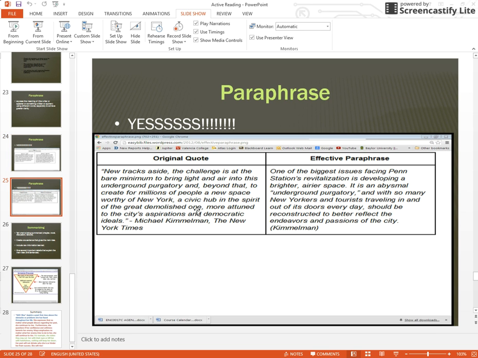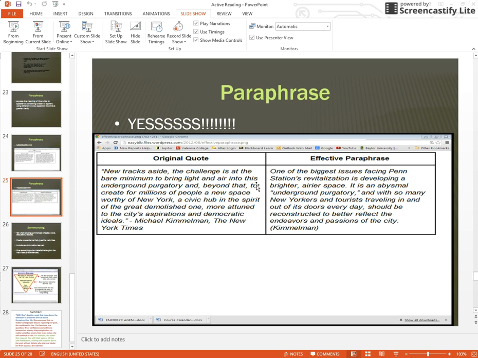So the correct format would be this: you have the original quote and then the effective paraphrase. On the left-hand side, you would see that it says, new tracks aside, the challenge is at the bare minimum to bring light and air into his underground purgatory, and beyond that, to create for millions of people a new space, and so forth.